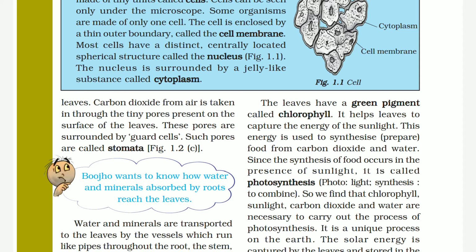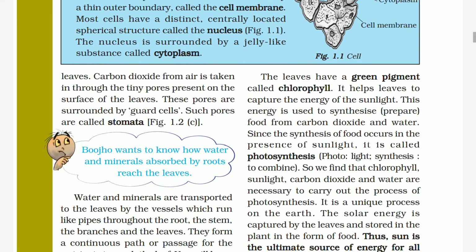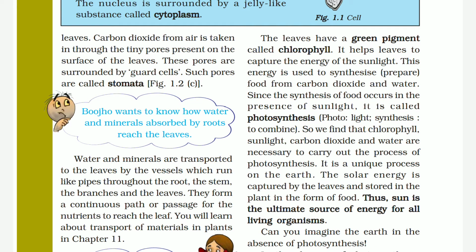All right. Now, since the synthesis of food occurs in the presence of sunlight, it is called photosynthesis, because light is involved. So we find that chlorophyll, sunlight, carbon dioxide and water are necessary to carry out the process of photosynthesis. It is a unique process on the earth. The solar energy is captured by the leaves and stored in the plants in the form of food. Thus the sun is the ultimate source of energy for all living organisms, right? Without the sun, no photosynthesis is possible, right?